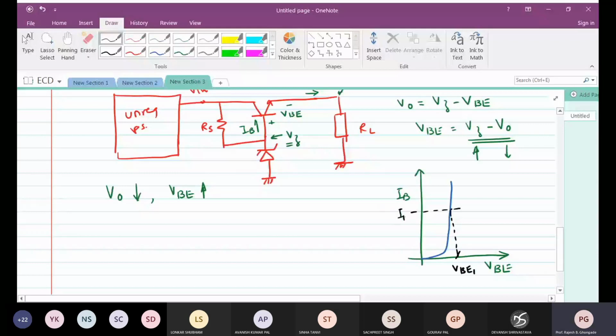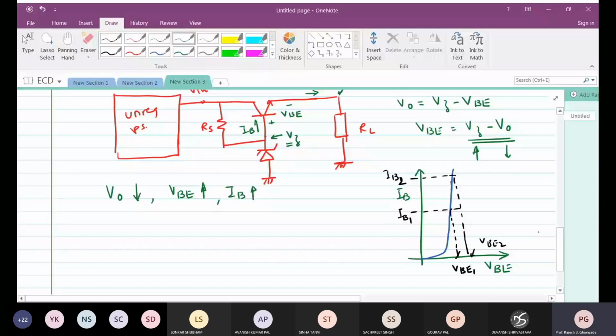Now what has happened to VBE? VBE has increased, isn't it, guys? Yes, sir. VBE has increased, so I'll get a new point here. Correspondingly, I get a new value of base current. Call this IB2. This was your VBE2. So IB has increased. Now what will happen if IB increases?